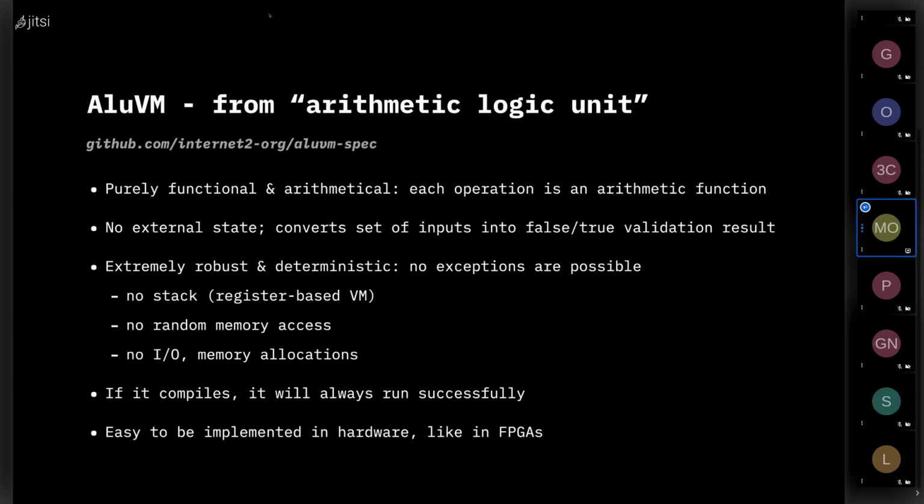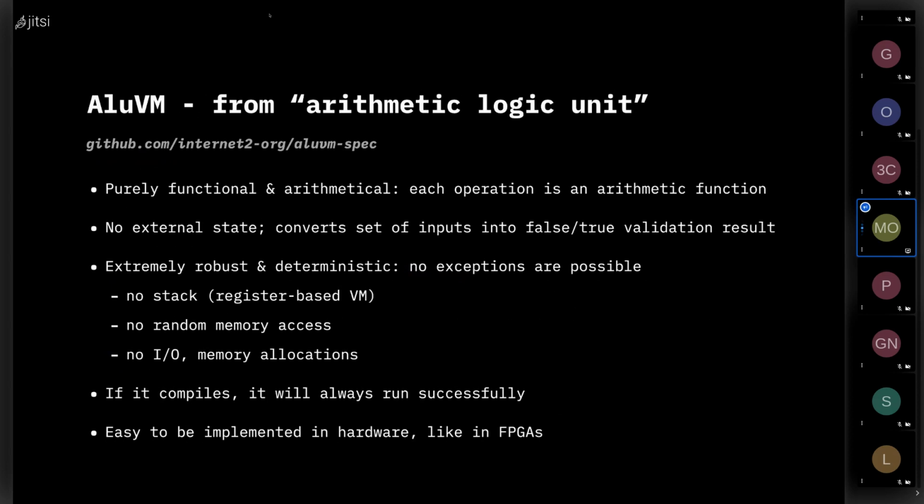There will be no exceptions of the virtual machine itself. It will use no stack. It will be register-based, and again, it's very different, since all of the existing virtual machines are stack-based. It will have no random memory access, no input-output operations, no memory allocation operations. So most of the reasons for nondeterminism and instability are removed from the virtual machine.